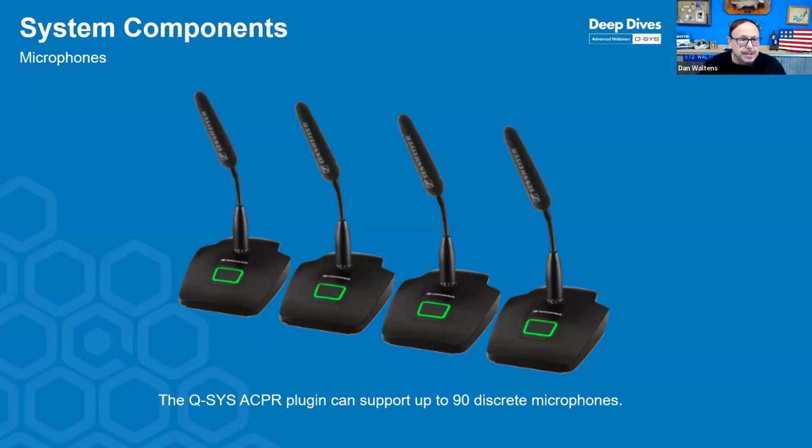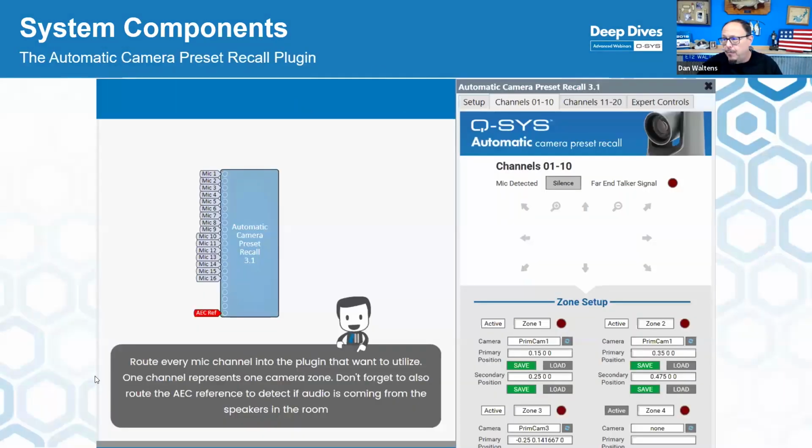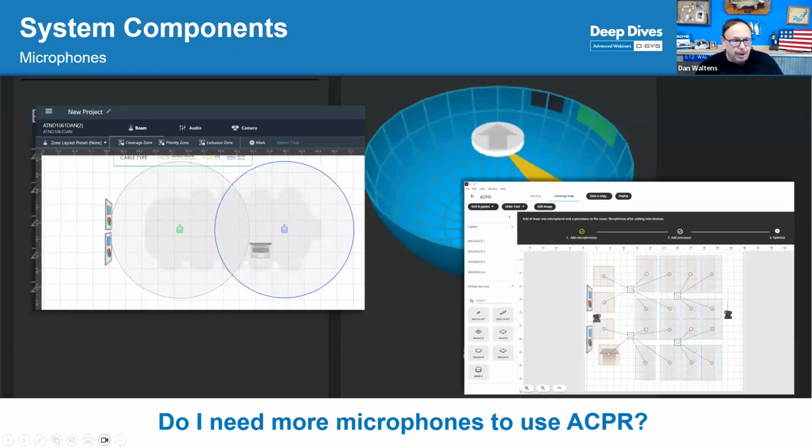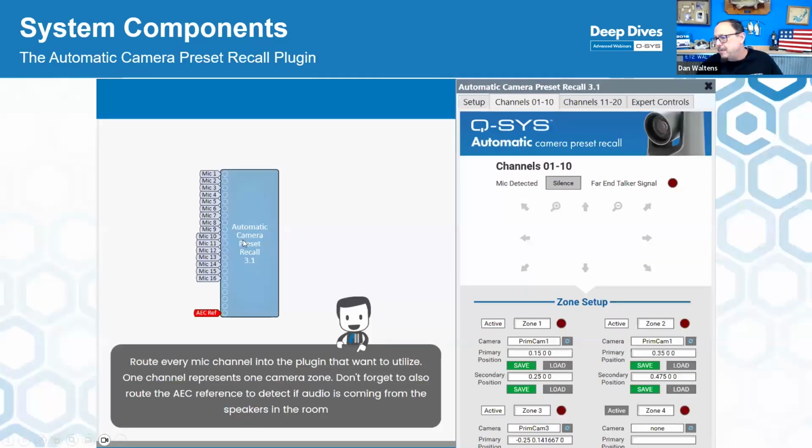All right, so let's take a look now at microphones. The ACPR plugin can support up to 90 discrete microphones. If you're looking for just a discrete mic channel, same type of situation here, where you would just plug each channel into that. That's going to become really a large number. I guess we decided if we made it for 30, well, that would be a lot. Someone would need 35. And if we made 40, somebody would need 60. So we went all the way to 90. So it could support up to 90 microphones.